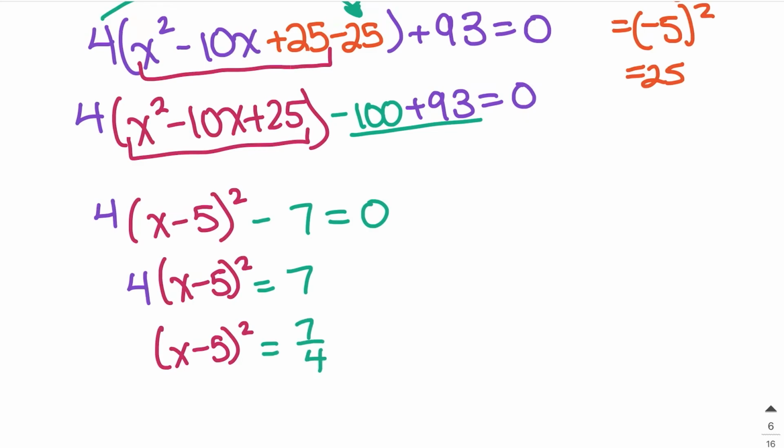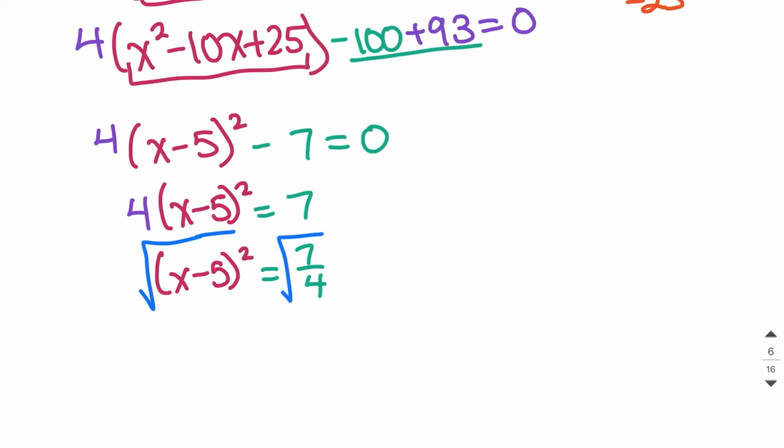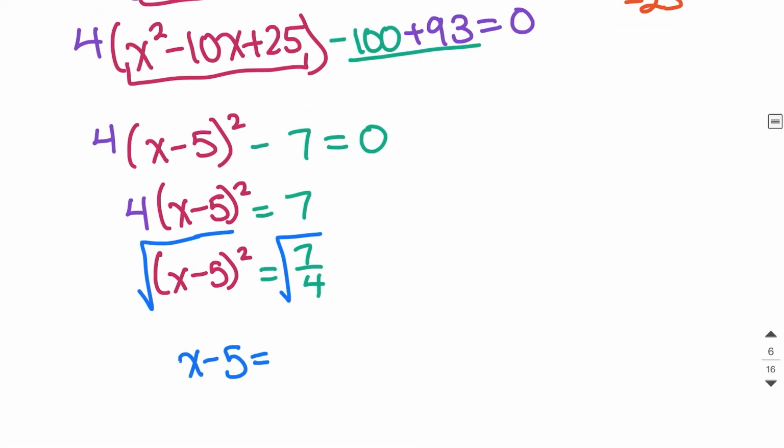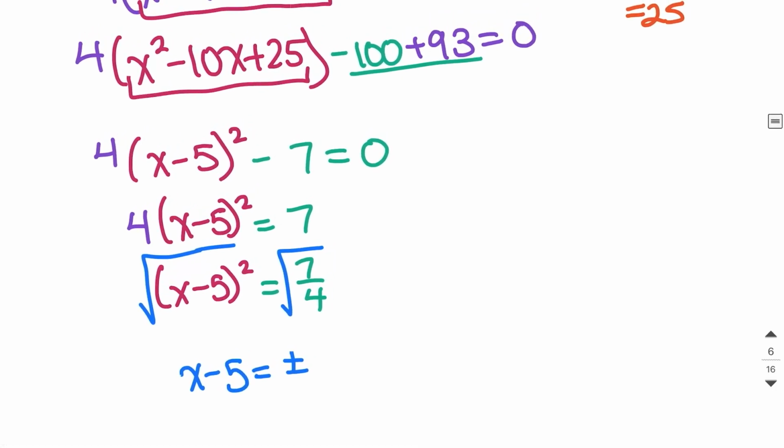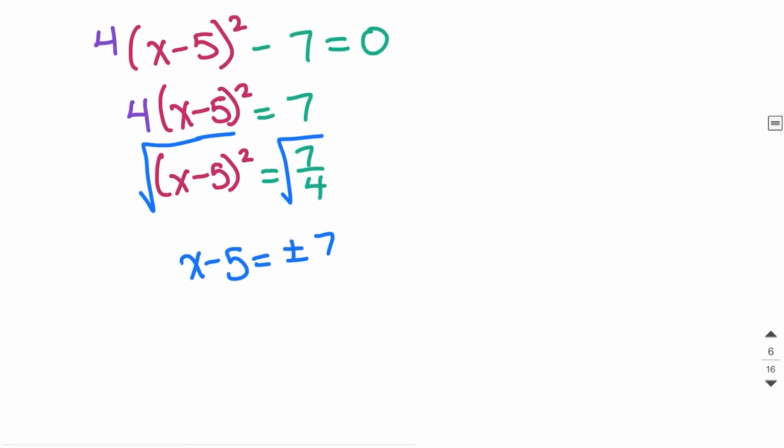Now, in order to solve this, now I'm allowed to square root. So I'm going to square root on both sides, and the square root will cancel each other out here. So I get x minus 5 is equal to plus or minus. Now, I cannot square root 7, so I'm going to leave this as the square root of 7, but I can square root 4, and I get 2. Okay, then I can just add the 5 to both sides, and I get 5 plus or minus, oh, sorry, this should say the square root of 7, because we couldn't square root it, so we got to leave it as the square root of 7 over 2.